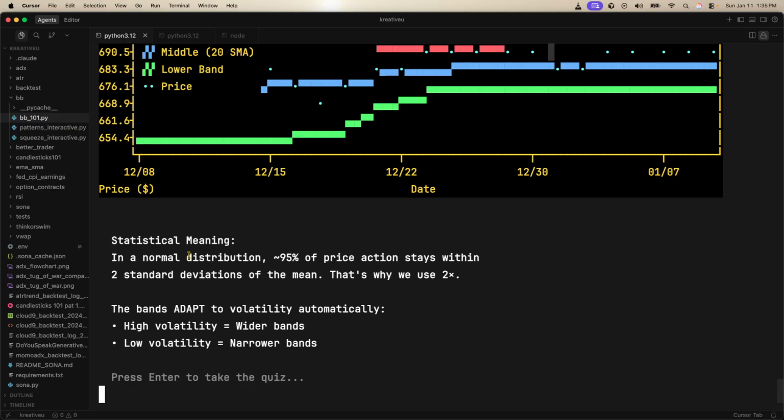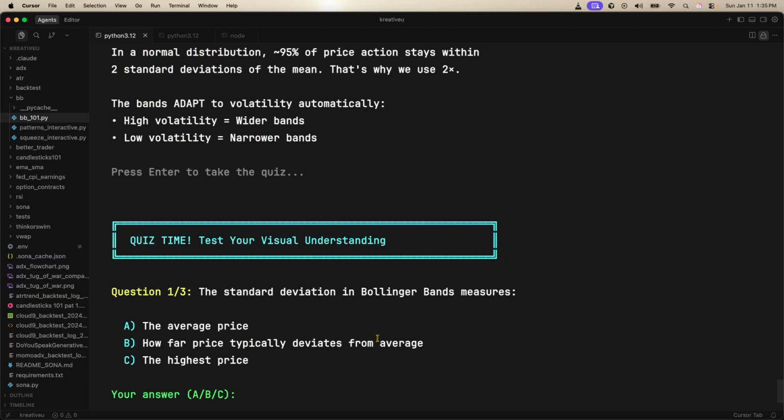Statistically, in a normal distribution, 95% of all price action stays within 2 standard deviations of the mean. That's why we use 2x. The bands adapt to volatility automatically. So high volatility equals wider bands. Low volatility equals narrower bands. So the standard deviation in Bollinger Bands measures how far the price typically deviates from the average.